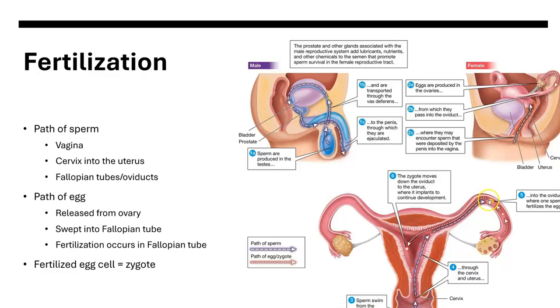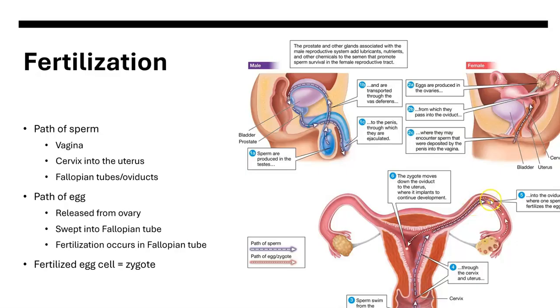Once the egg has been fertilized, it travels down the tube and will implant within the lining of the uterus. So this is where the zygote will continue its development and go through mitotic cell divisions, within the uterus. So development happens in the uterus, but fertilization happens within the fallopian tube.